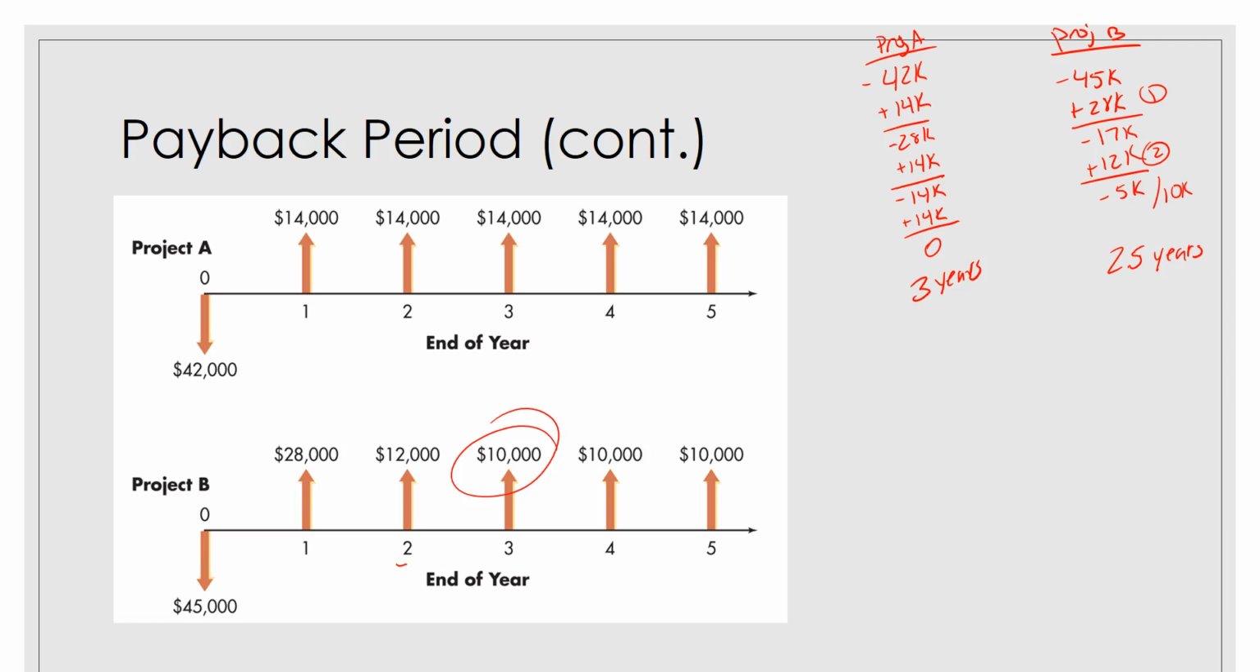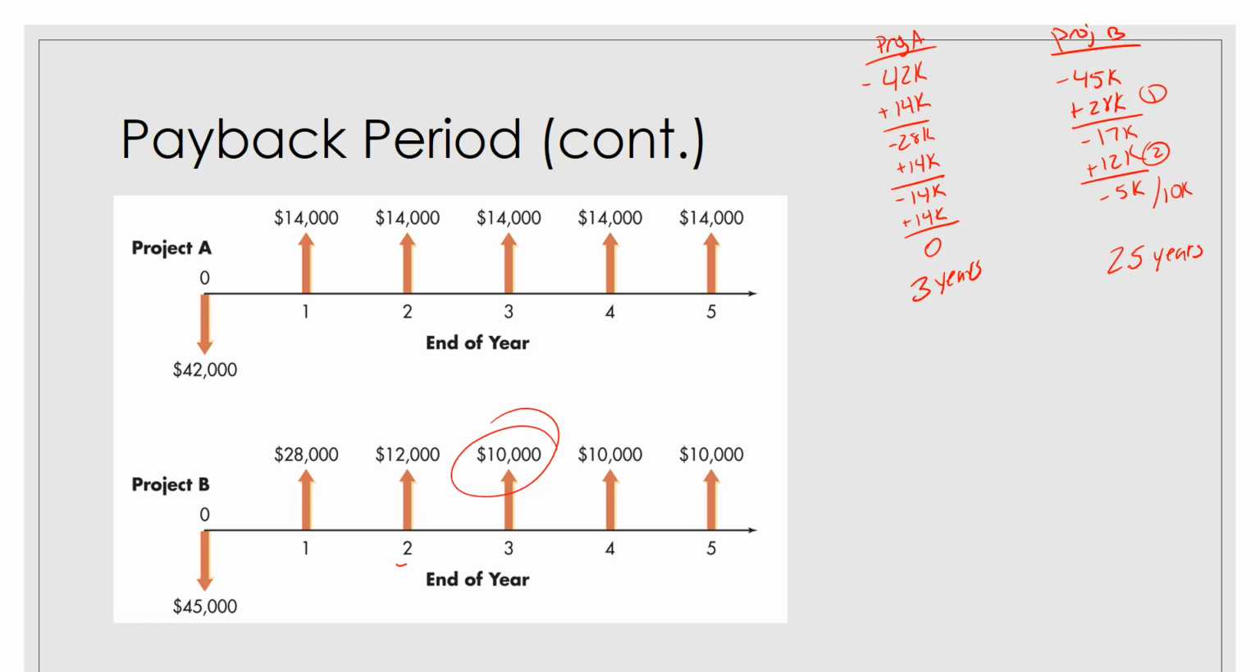Now again, it's not got any scientific basis for setting your maximum acceptable. If these were independent projects and your maximum acceptable payback period was 4 years, then you would accept both if you had unlimited capital. If they're mutually exclusive, you would accept Project B.